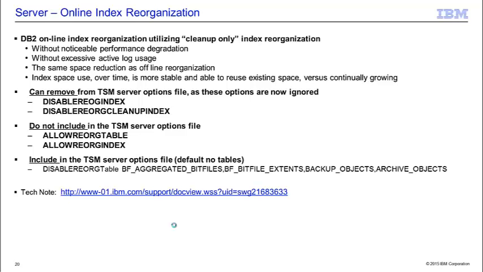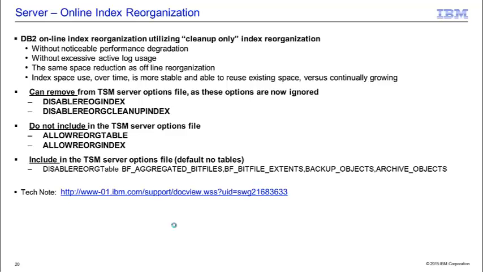So now we're switching gears and just going to look at some of the functions and features that we updated in general on the Spectrum Protect server. One thing we're doing now is taking advantage of the DB2 online index reorganization, and we're utilizing their cleanup-only index reorg. This is in contrast to an offline reorganization that was previously available. One thing to notice is that we'll still get the great performance and you won't have any excess activity log usage, but you will get the same space reduction.